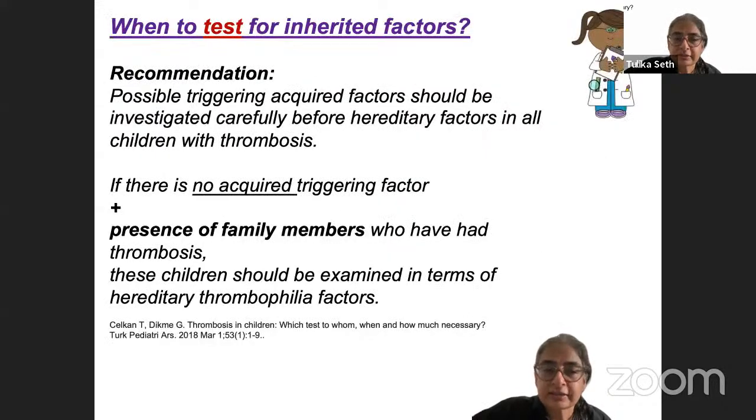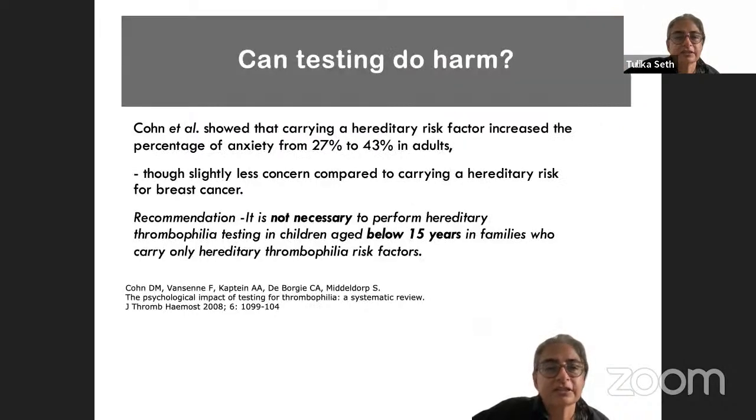So as I said, this is just a summary of that. Most of the time you have a possible triggering acquired factor, and that should be investigated carefully. And in case you don't find anything, only then you should go for the inherited factors. And so if you have a family history of thrombosis, and you have a DVT, then of course you need to investigate. A child with a DVT and a family history would be somebody that I would definitely investigate.